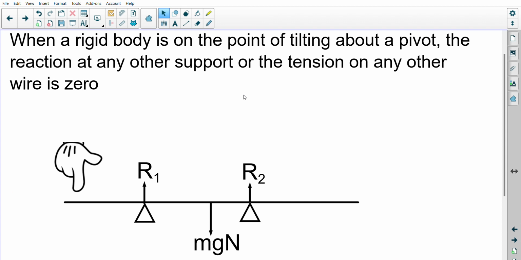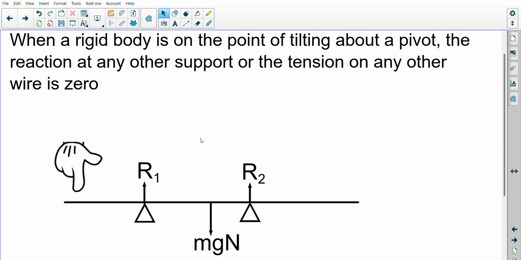This actually links to tension as well. So if we've got, say, this suspended by a piece of inextensible string, the reactions will become tensions. And again, the same thing applies. If you think about a necklace, if you pull one side of your necklace and keep that taut, the other side will be slack. Okay, especially if you've got a pendant on the necklace, that could be the weight. Okay, so one tension can be considered as 0.